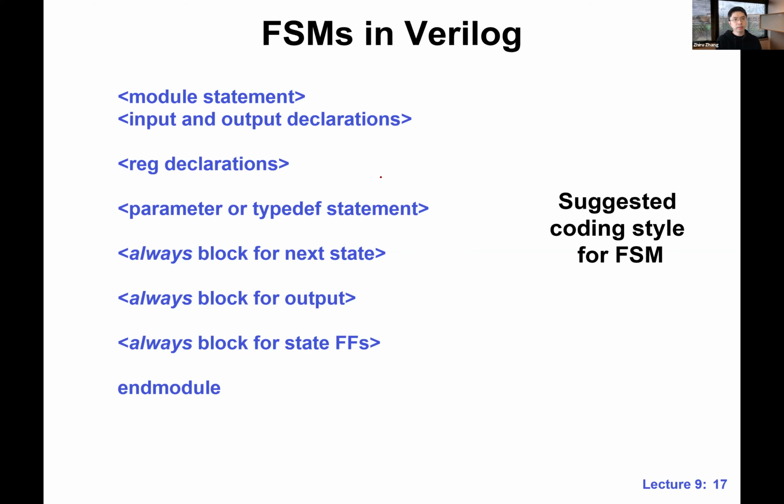So here's the template. We are going to declare the module in Verilog, with some inputs and outputs, and reg. This reg will be assigned in an always block. So, 3 important always blocks: 1 for the next state, 1 for the output, and 1 for updating the state. This is the state flip-flops. For an FSM, we always need 3 always blocks. So this is a suggested template.